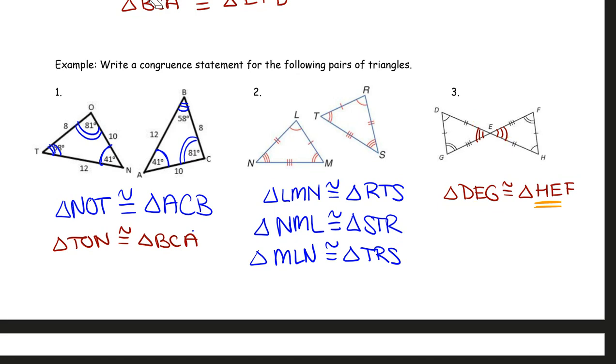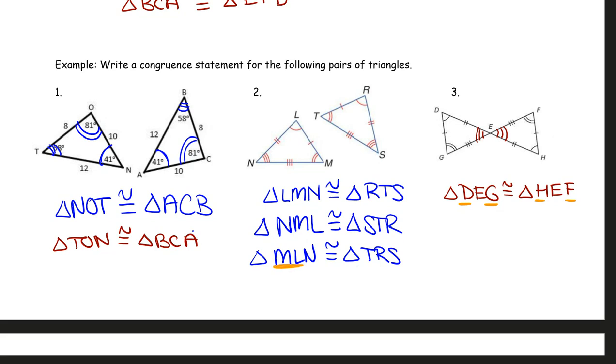What if I look at the second 2? EG and EF. EG and EF match up. That only got me 2 sides though. The third side comes from the first and the last letter. So DG is congruent to HF. And that's true for any of these examples.